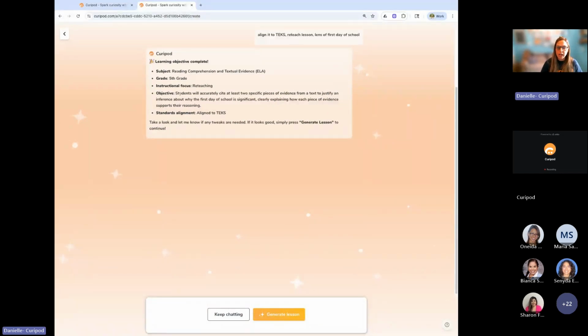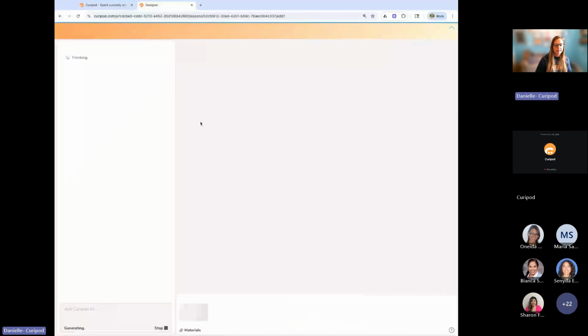So here's my learning objective. Want to make sure that I am focused here. It's aligned to the TEKS. We'll actually cite 2 specific pieces of evidence from the text to justify an inference about the first day of school. Great. This looks awesome. And I'm going to generate lesson.